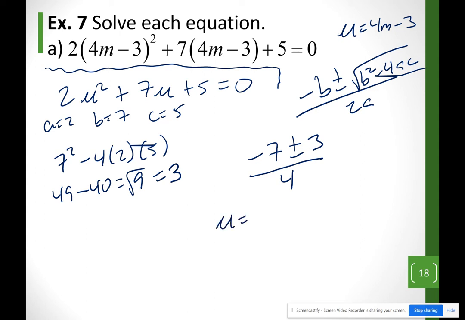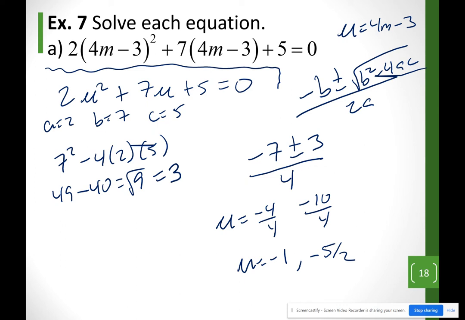If I use the plus sign, -7 plus 3, that gives me -4 over 4. It's better known as -1. If I use the minus sign, that gives me -10 over 4. I'm just going to call that -5 over 2. That's what u is.